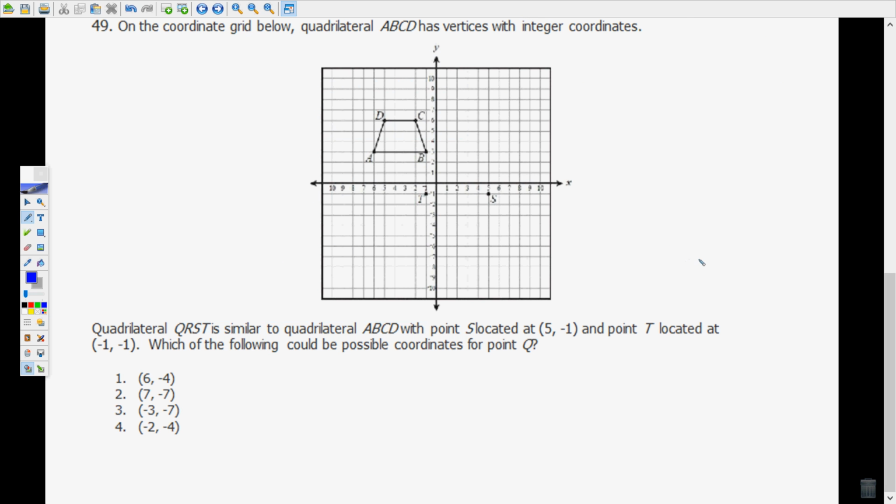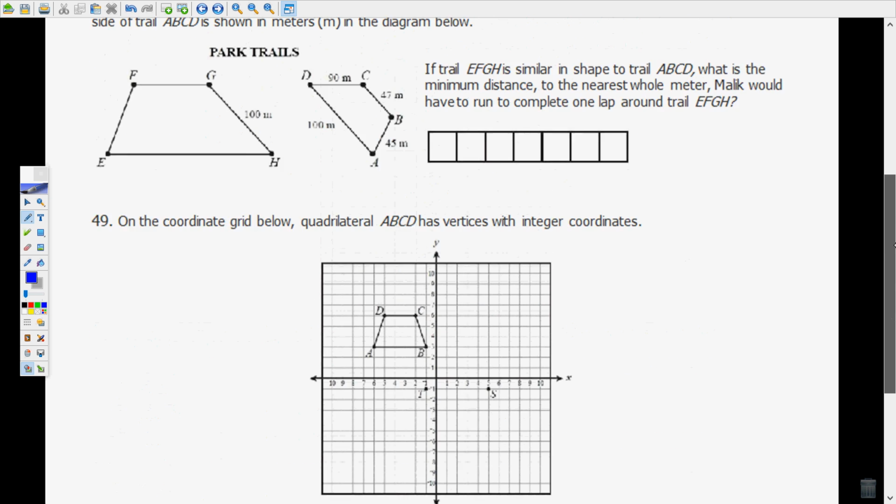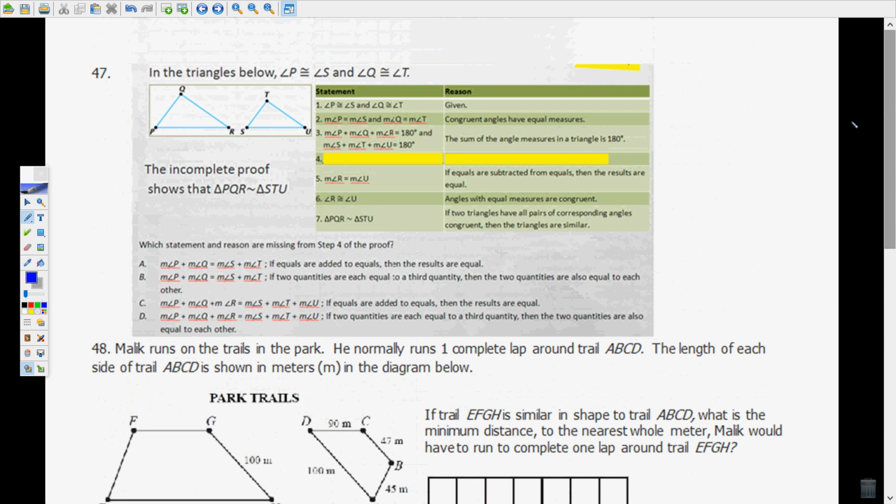All right, we're getting close, y'all. Two more. Whew, this is a long one, isn't it? In the triangles below, angle P is congruent to angle S, and angle Q is congruent to angle T.